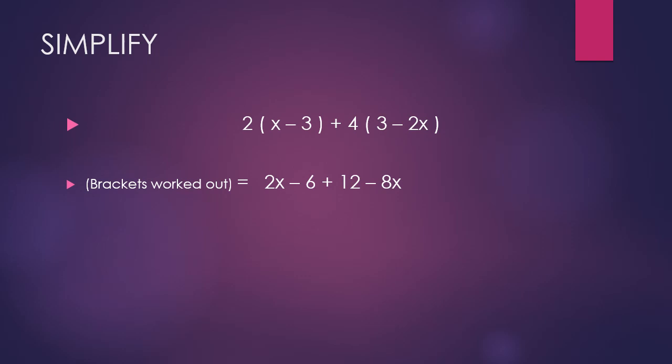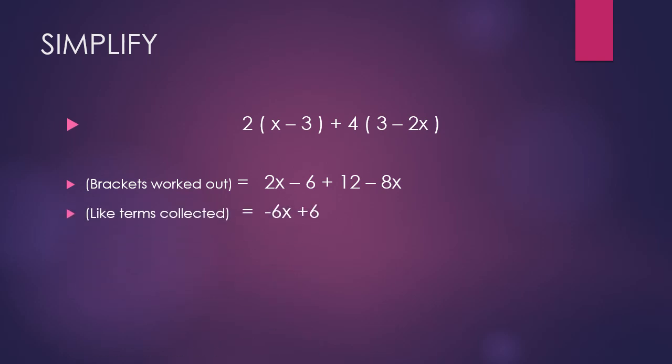2 multiplied by x makes 2x. Then we have to multiply 2 by negative 3. That makes negative 6. Then we are moving on to the second bracket. Positive 4 multiplied by positive 3 makes positive 12. Then positive 4 multiplied by negative 2x makes negative 8x.